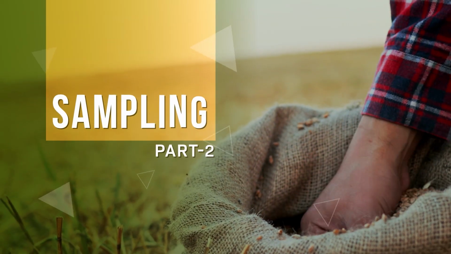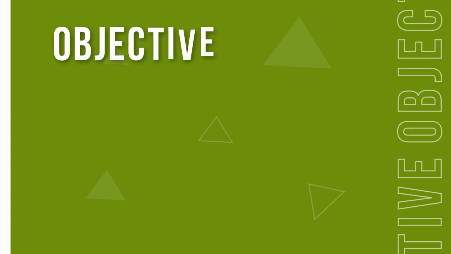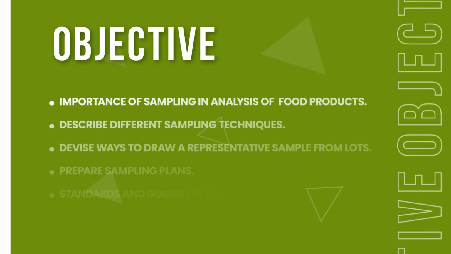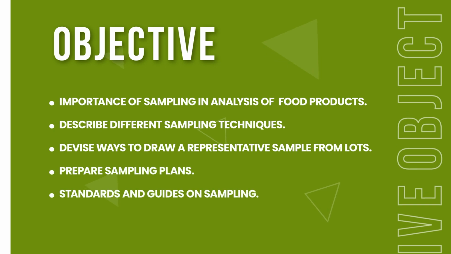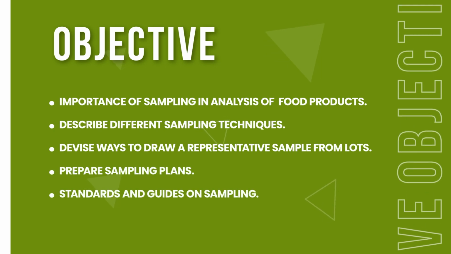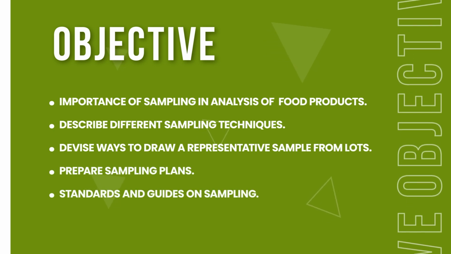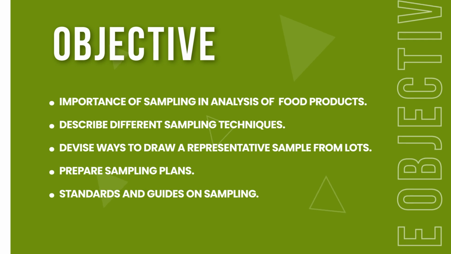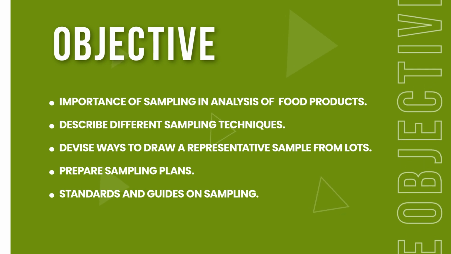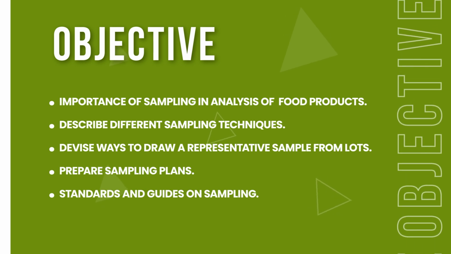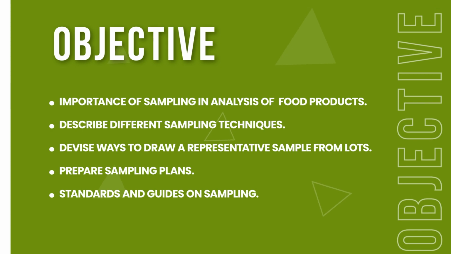The topic is sampling. The objective of this topic is the importance of sampling in analysis of food. We will describe different sampling techniques, find ways to draw a representative sample from the lots, prepare sampling plans, and talk about standards and guides on sampling.